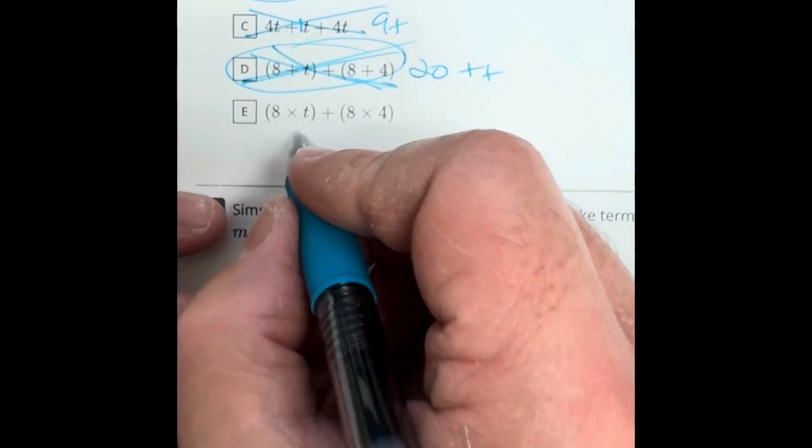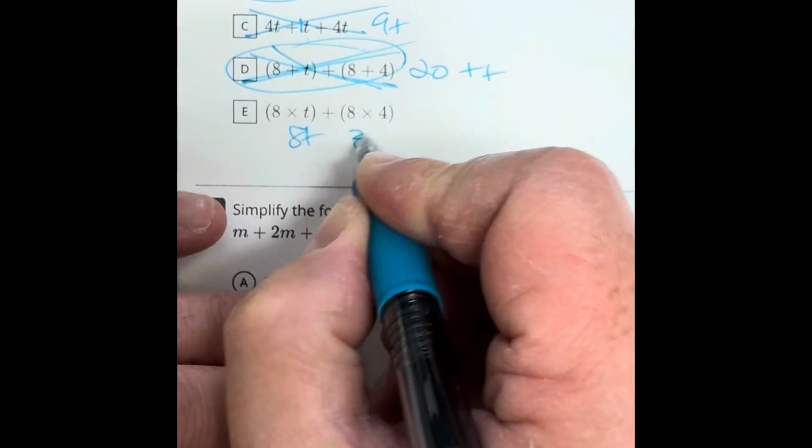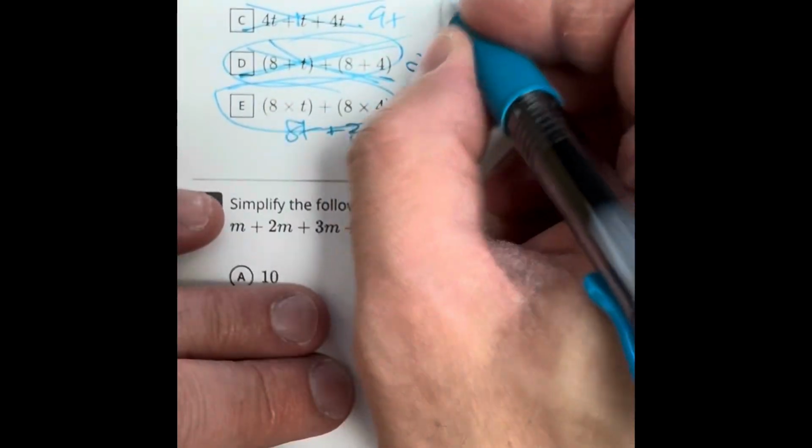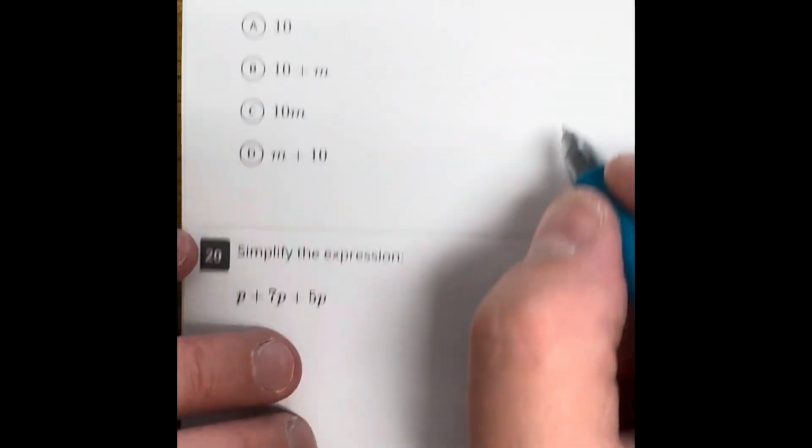8 times T is 8T. 8 times 4 is 32 with the plus in the middle. This works. So B and E are the only ones.